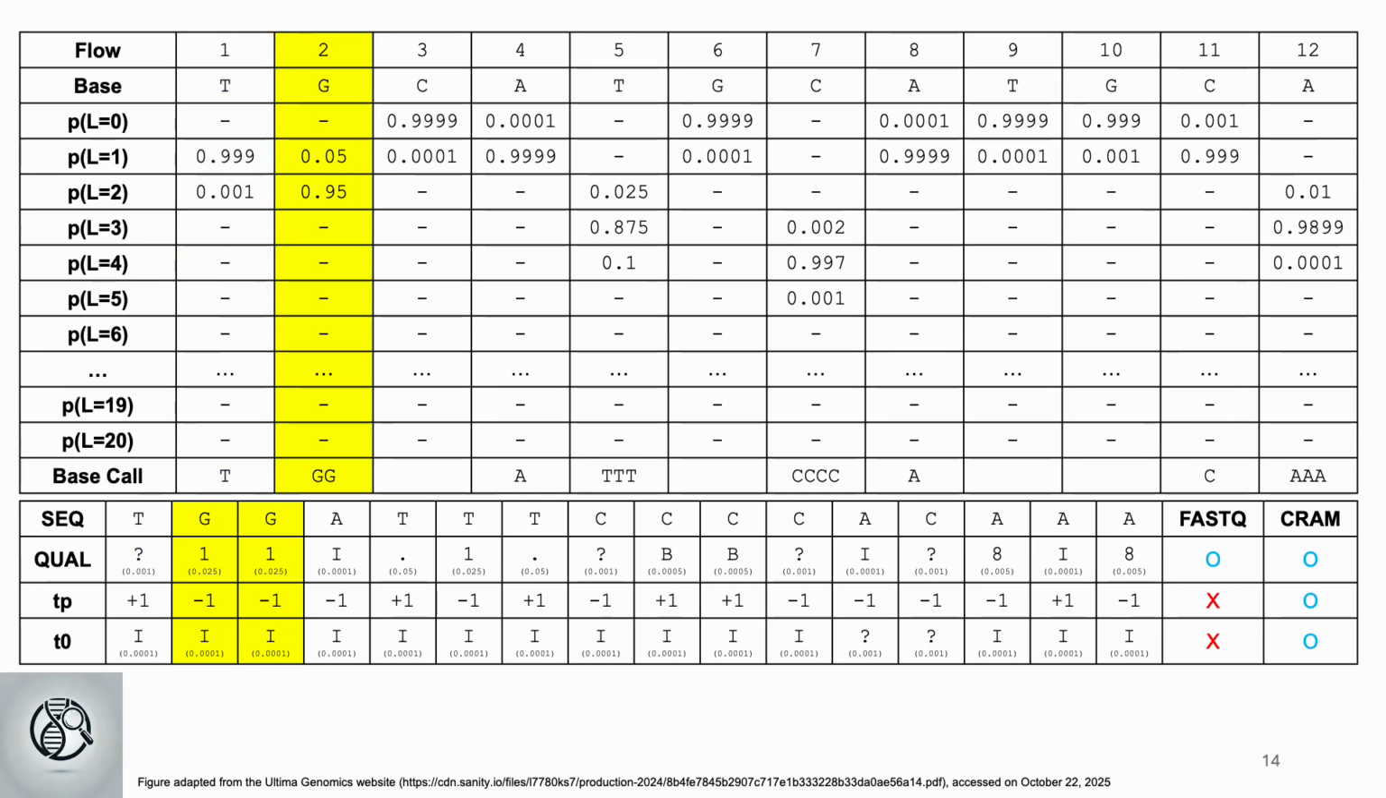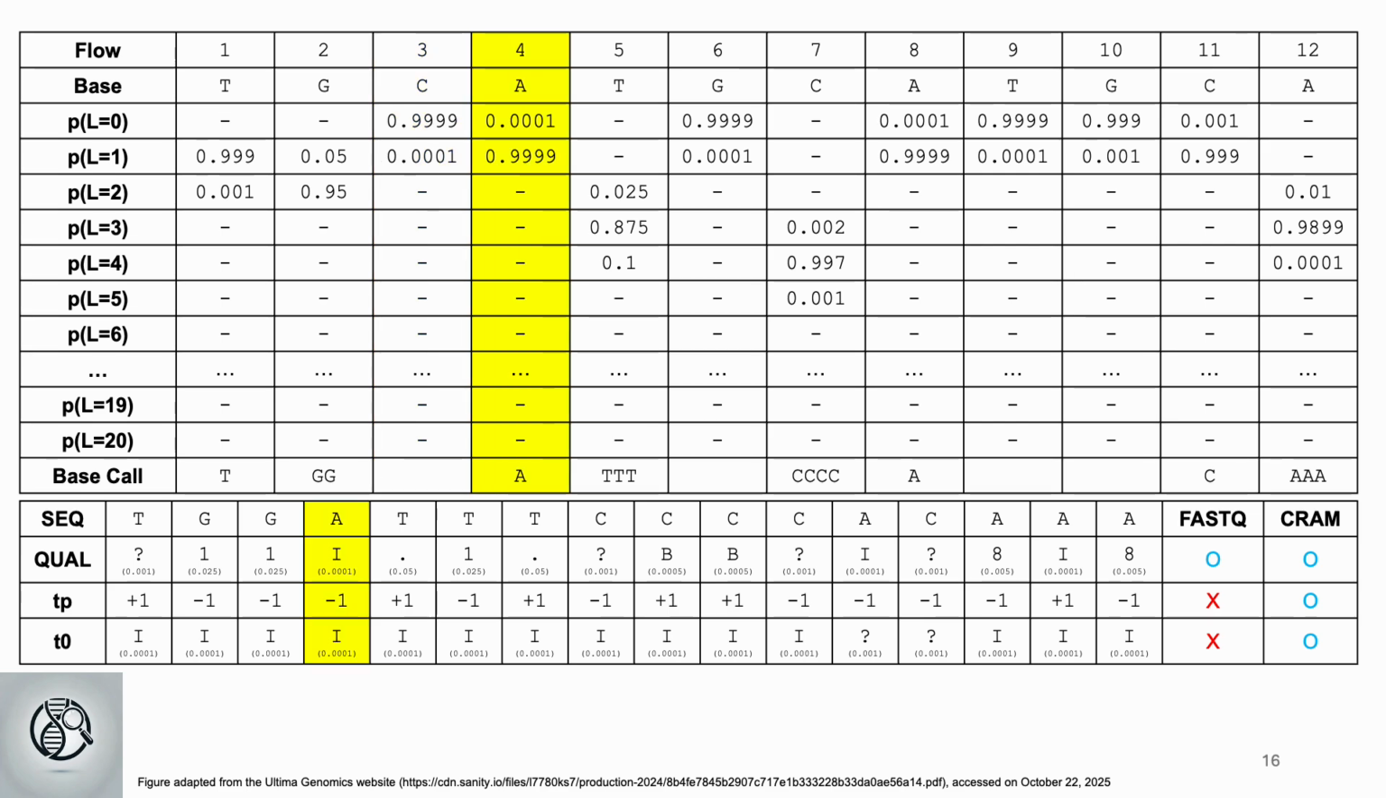The next flow is G, with the most probable length of 2. The 0.05 error probability is split between the two bases, 0.025 each, giving quality values of 0.025. The TP tag is -1 since the error would make the called length shorter. The next flow is C, and the most probable length is 0. Since this flow has a length of 0, no bases are called.